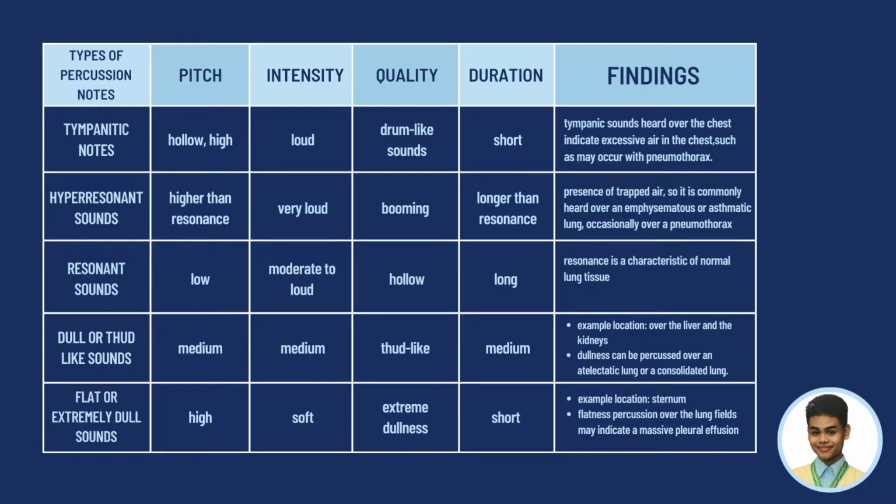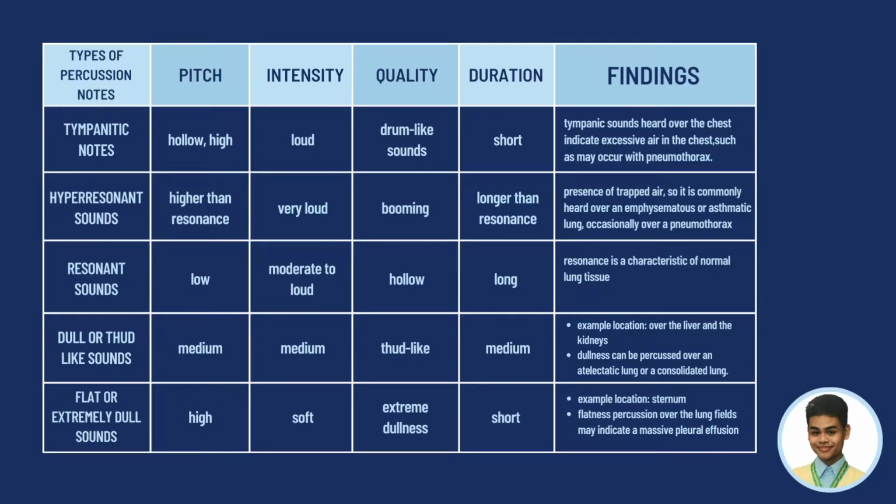The resonant sounds. Its pitch is low. Intensity is moderate to loud. Quality is hollow. Duration is long. The resonant sound is a characteristic finding of normal lung. Dull or thud-like sounds. Pitch is medium. Intensity is medium.